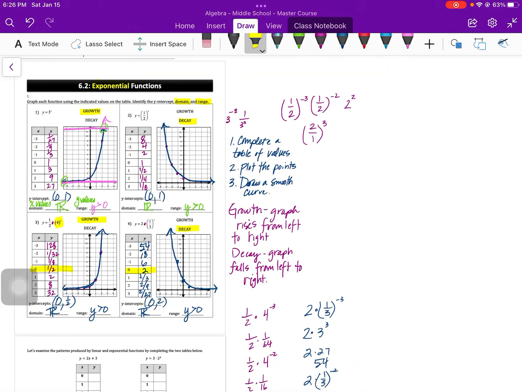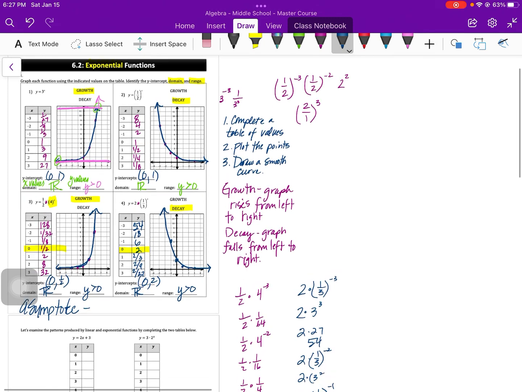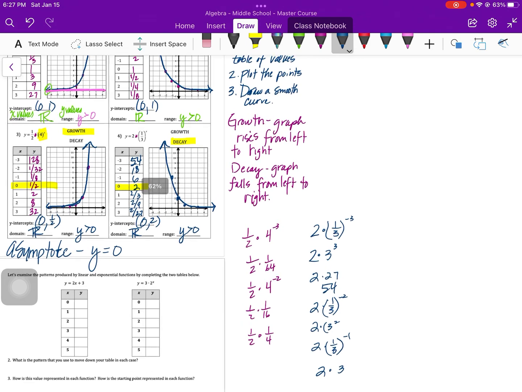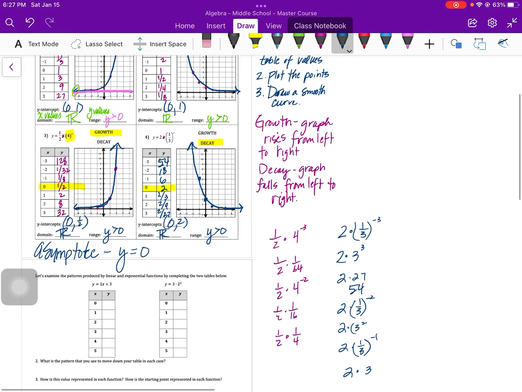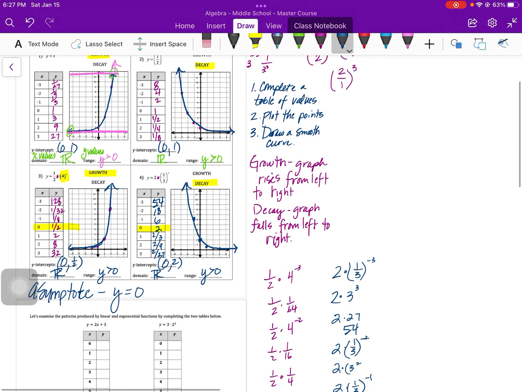So let me come back to that thought in just a minute, and we are going to talk about one more vocabulary word, and that is asymptote. Okay, the asymptote of an exponential function is basically the line that the graph is approaching but not equal to. So for example, in all 4 of these graphs, the asymptote would be y equals 0. Okay, so it's the horizontal line that the function is approaching but never, ever touches or crosses over. So it's kind of like the boundary line of your exponential function.